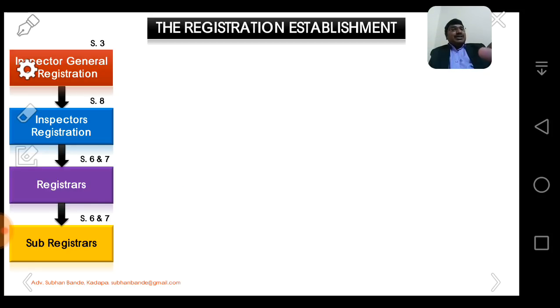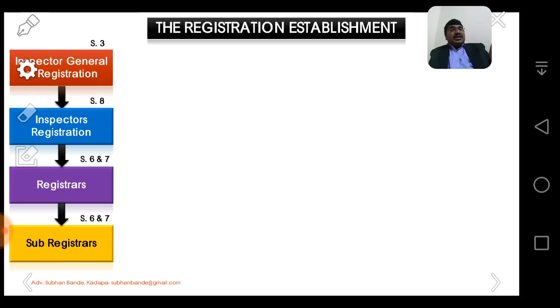The state government shall appoint all Inspector General of Registration, Inspectors of Registration, Registrars and Sub-Registrars. The provisions related to appointment of Inspector General of Registration is specified under section 3. Appointment of Inspectors of Registration is specified under section 4. The appointment of Registrars and Sub-Registrars is specified under section 6 and 7 of the Registration Act 1908.